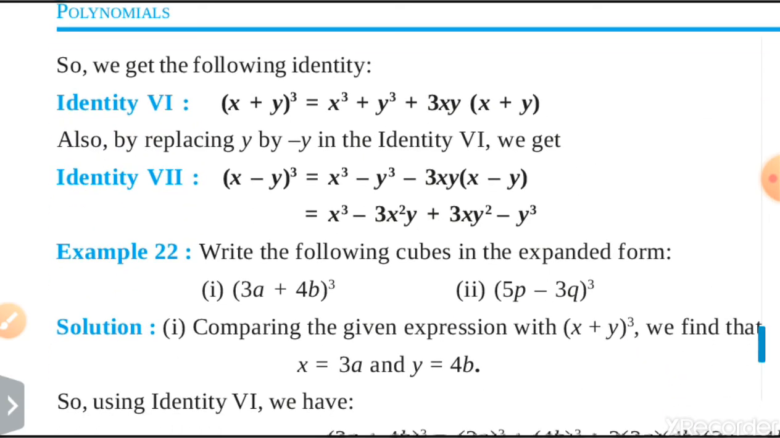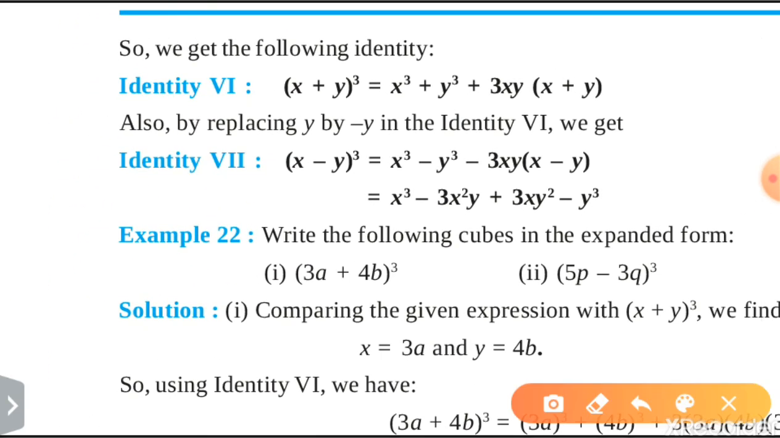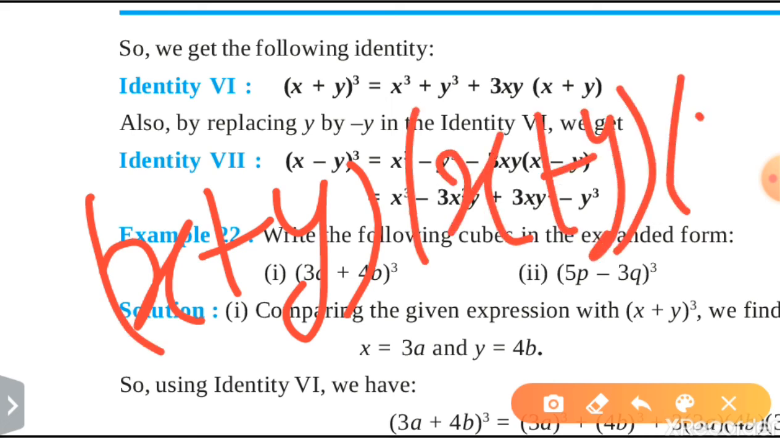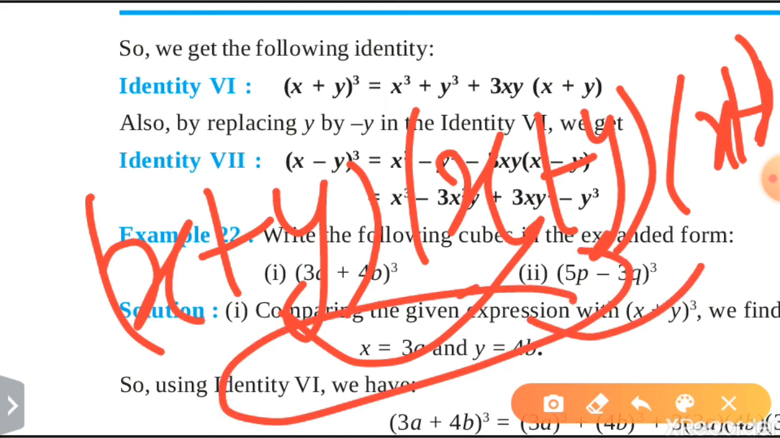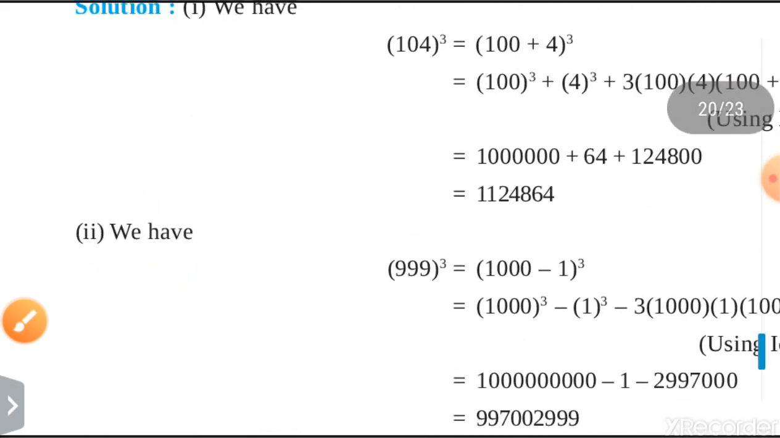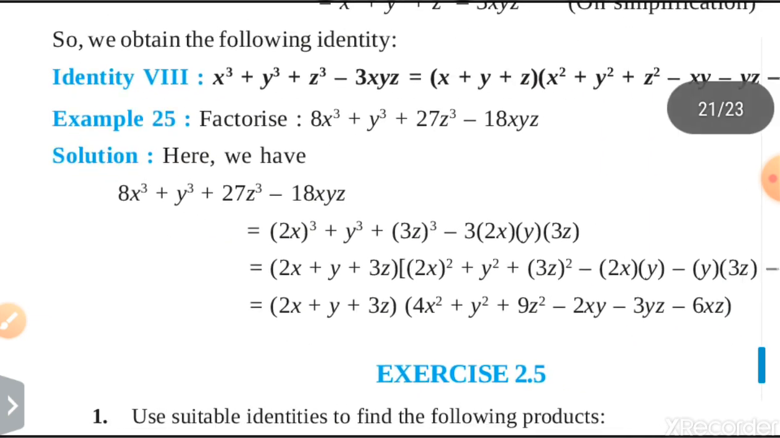These are the next identities: (x plus y) whole cube equal to this and (x minus y) whole cube equal to this. In this you will multiply x plus y three times. First you will multiply these two, and whatever answer comes, you will multiply by the next x plus y and you will get the answer. Now move to the next identity. All these identities we will use in the questions.